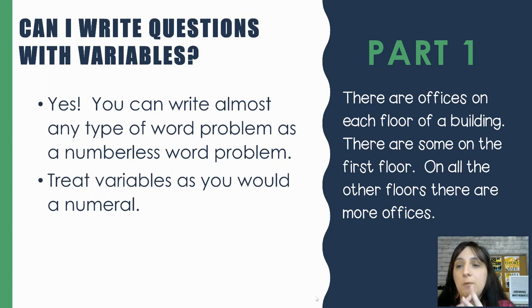So here we have a part one style question. So let's go ahead and look at that. It says there are offices on each floor of a building. There are some on the first floor. On all the other floors, there are more offices. So we can see here that we have this very short story. It has a beginning, a middle, and an end.